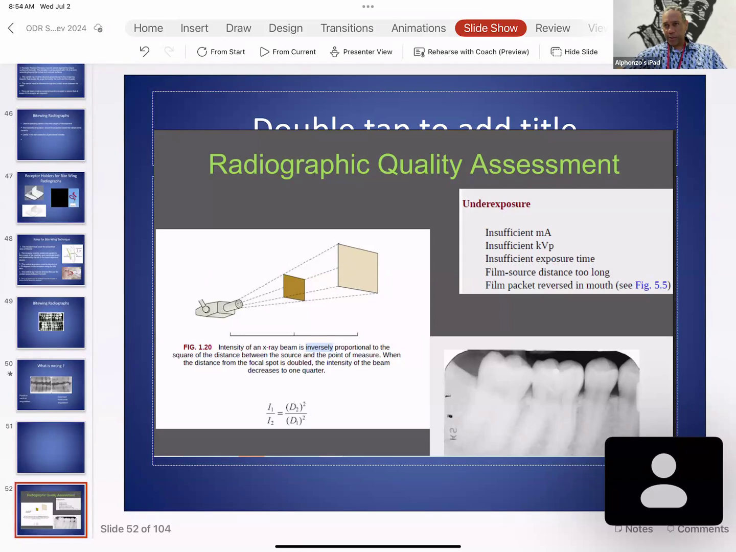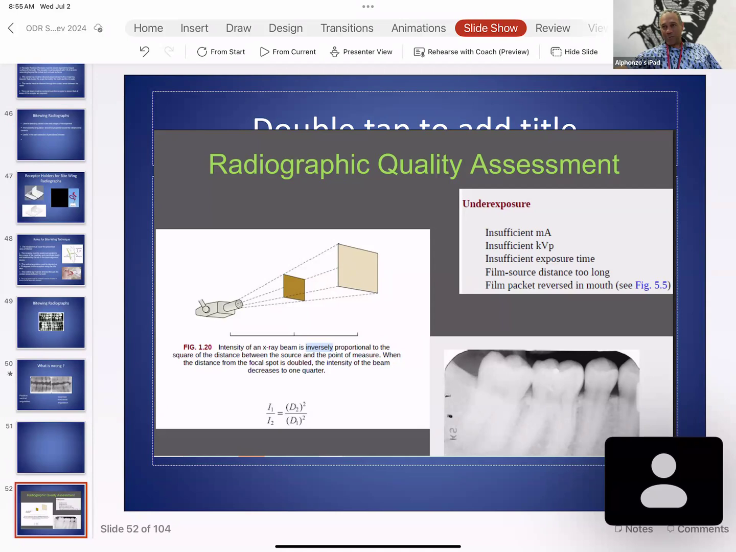Underexposure. These are some of the things that give us underexposure. These are more board questions. You should make sure you understand these concepts. What insufficient milliamperage gives you, what insufficient KVP gives you, what insufficient exposure time gives you, what film source distance is too long. So from the film or the receptor to the source, which would be the tooth, when that distance is too long, okay?